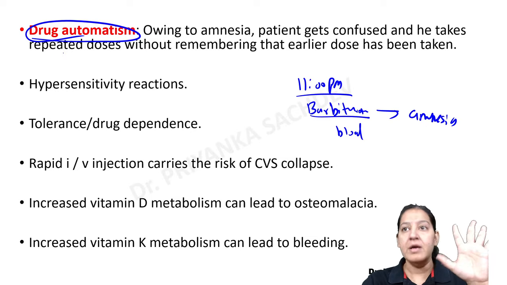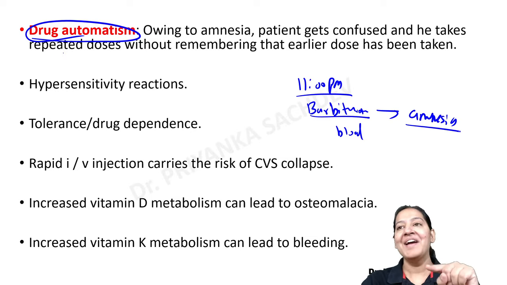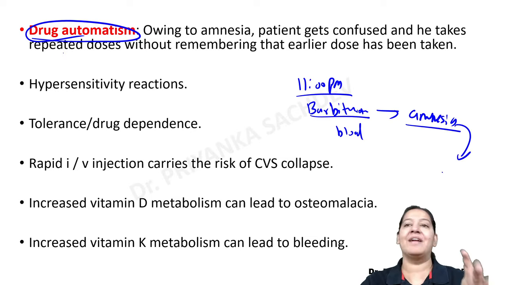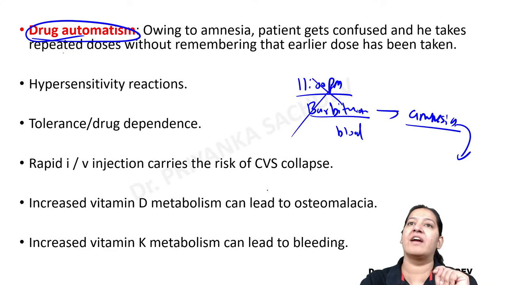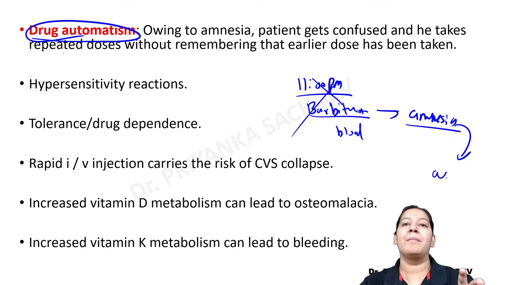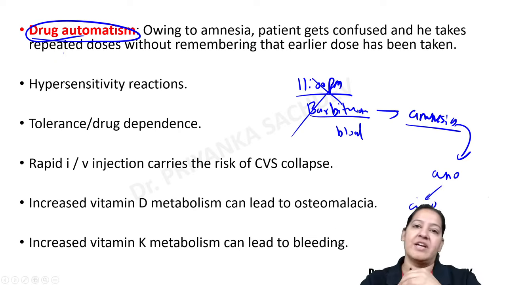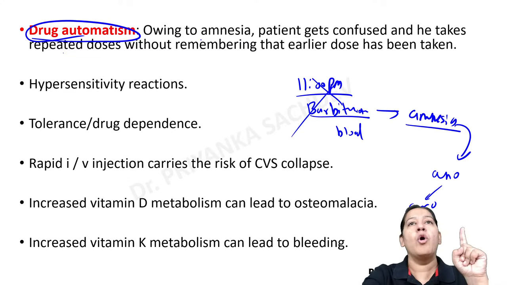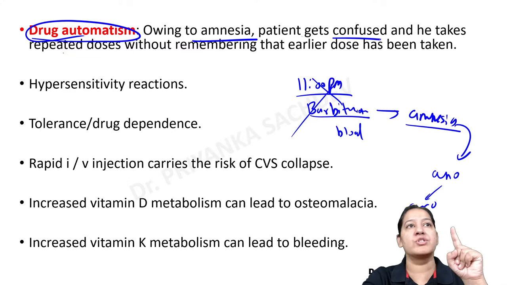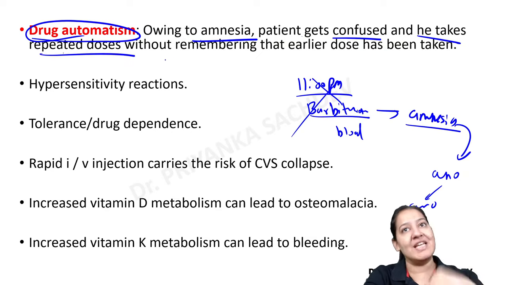The person doesn't remember. So after having amnesia, he will think that I should take a tablet again. I have not taken, he forgot that I have taken a tablet. So he will take another tablet. After that, he will take another tablet. He will take more and more tablets because it is not in his memory that I have already taken the tablet. He will have amnesia. Owing to amnesia, the patient gets confused and he takes repeated doses of the same tablet.